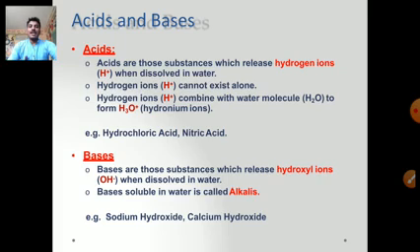Next, the hydrogen ions, H plus ions, cannot exist alone. The hydrogen ions combine with water molecules, H2O, to form H3O plus ions, the hydronium ions. For example, hydrochloric acid and nitric acid.